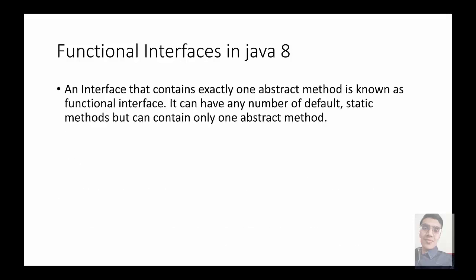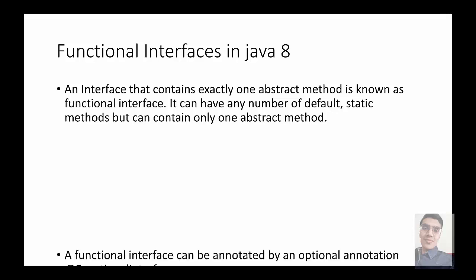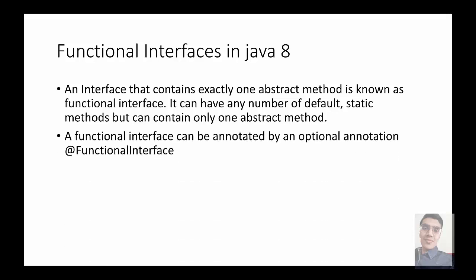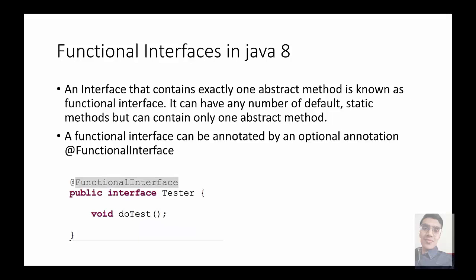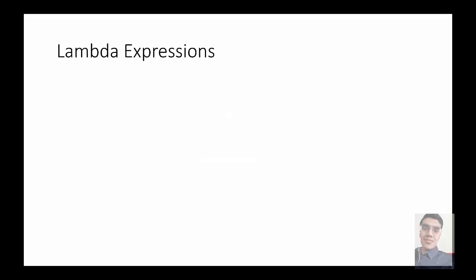An interface that contains exactly one abstract method is known as a functional interface. However, it can have any number of default or static methods, but one and only one abstract method. A functional interface can be annotated with an optional annotation, @FunctionalInterface. The syntax is like this. We use the annotation over the interface, and as you can see, we have only one abstract method.